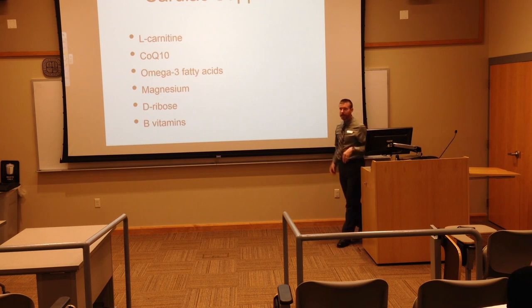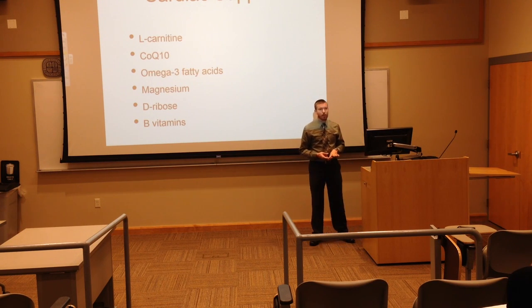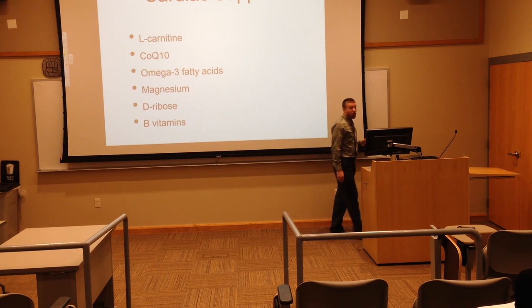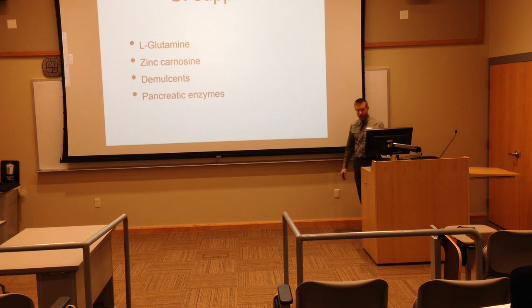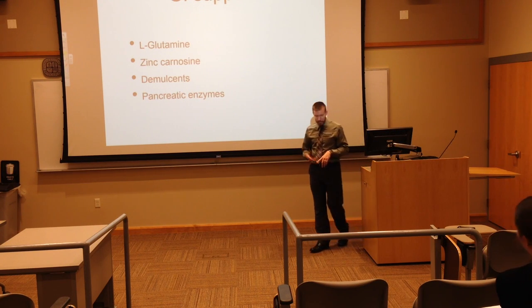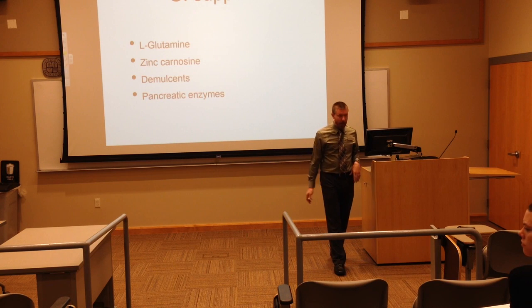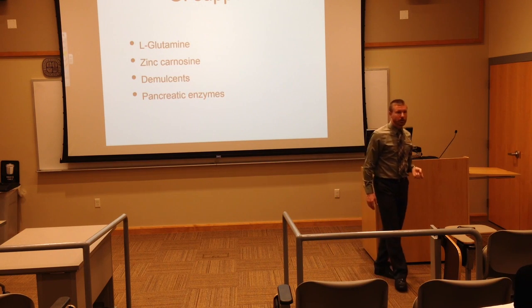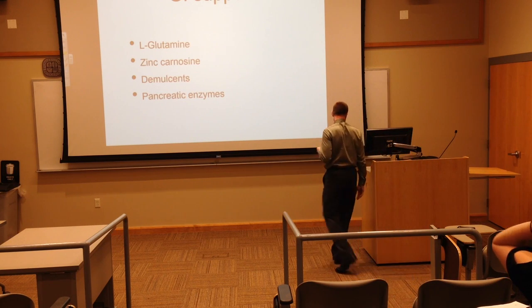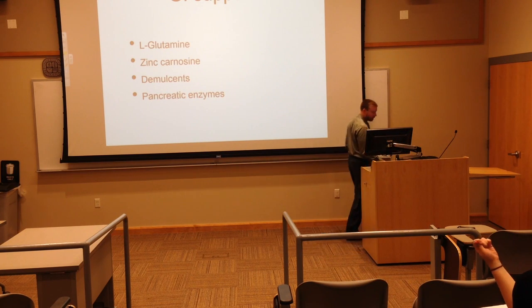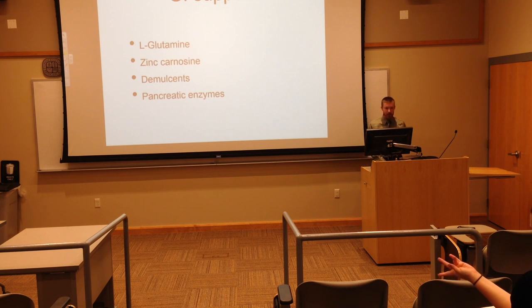Cardiac support, I talked about this: L-carnitine, D-ribose, magnesium, CoQ10, your B-complex. Why? Because they're all part of biochemistry and physiology, like I talked about, for the production of ATP and to protect the mitochondria. So GI support, think of your demulcents. I don't have them on here. Of course, your slippery elm, your marshmallow, your DGL, your L-glutamine, zinc carnosine, very important. Why L-glutamine? We know that that's the preferred fuel source for the enterocytes.